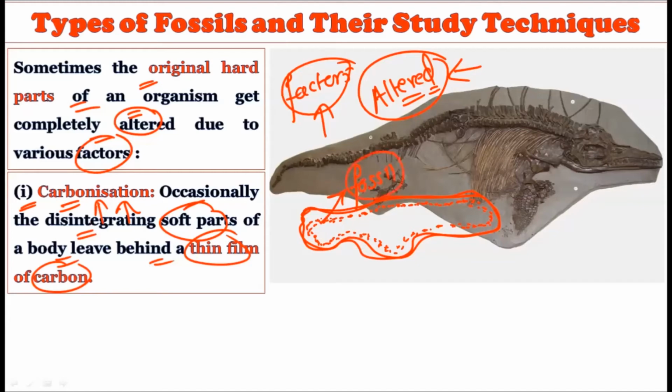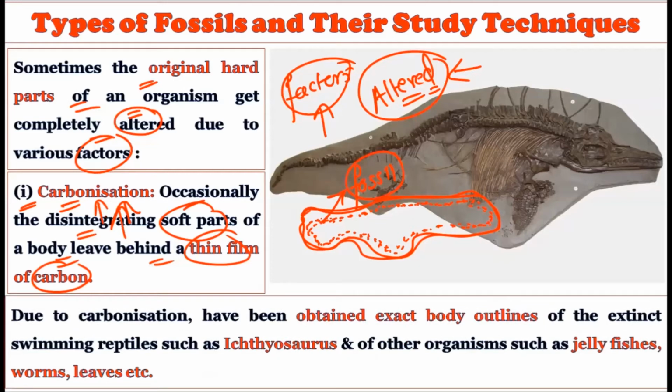So what happens in carbonization? The different soft body parts of the animals or the plants are disintegrated, just leaving behind the thin film of carbon, and then this thin film of carbon acts as a fossil record. Now see, due to carbonization we obtain the exact body outlines. Okay, we will get the body outlines only.